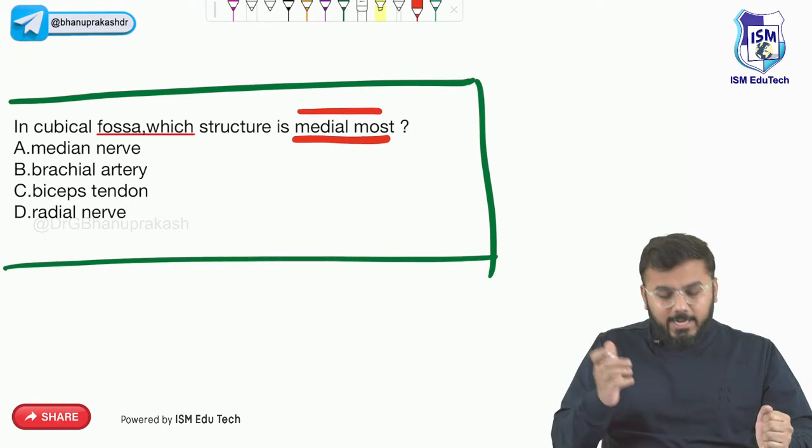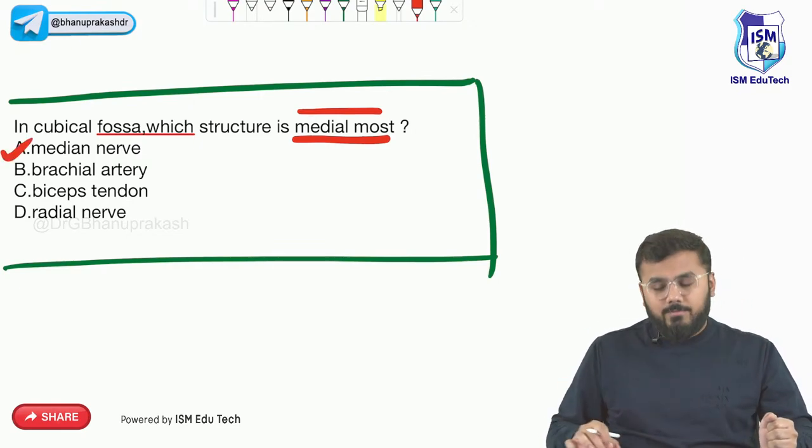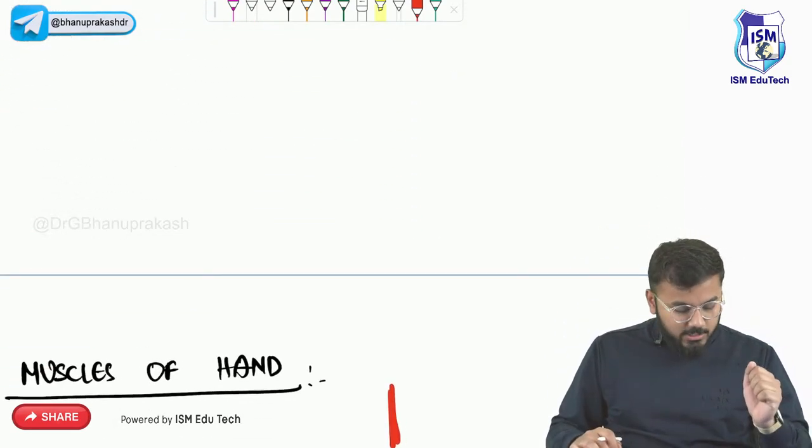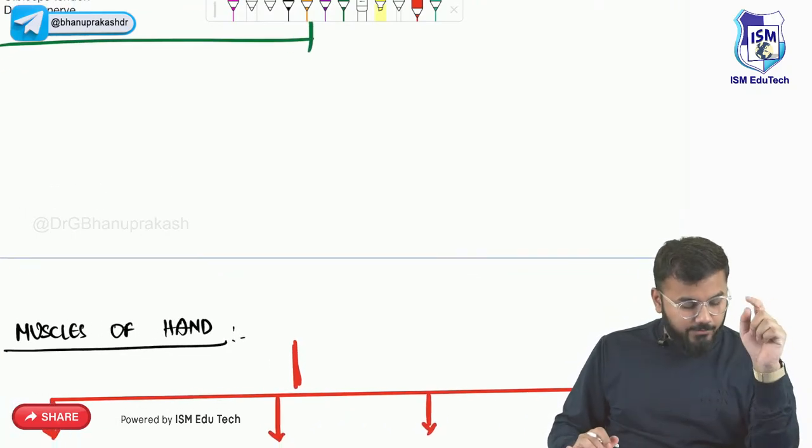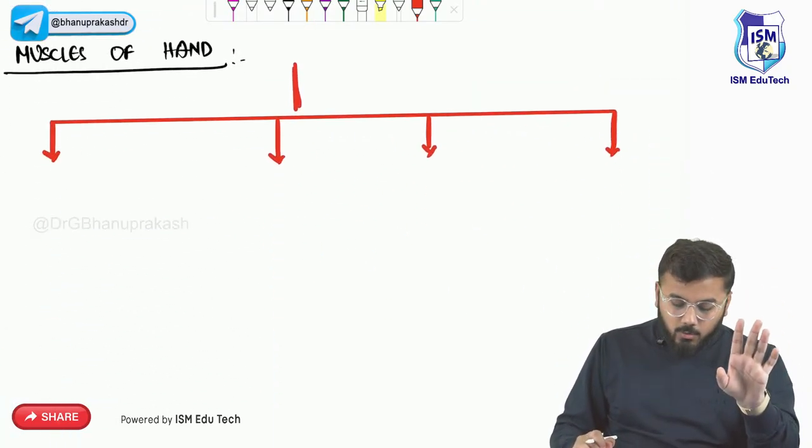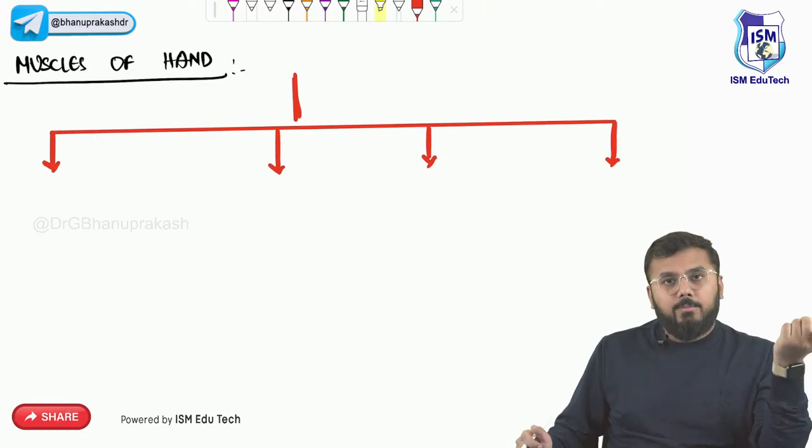Very good. The most medially located structure is the median nerve. Most medially, if there is a structure that is located, that is your median nerve. Okay. Now, let us go on to the next thing.